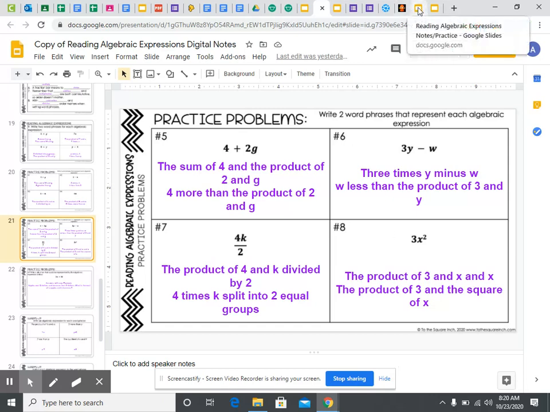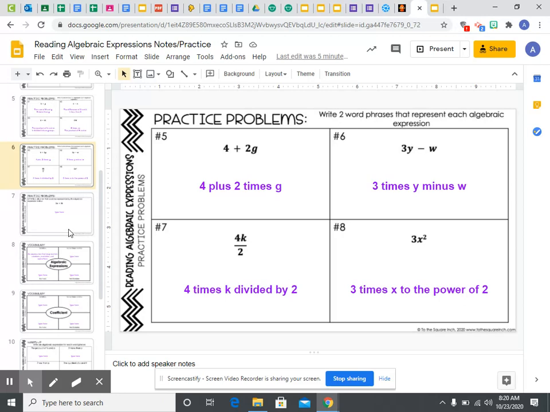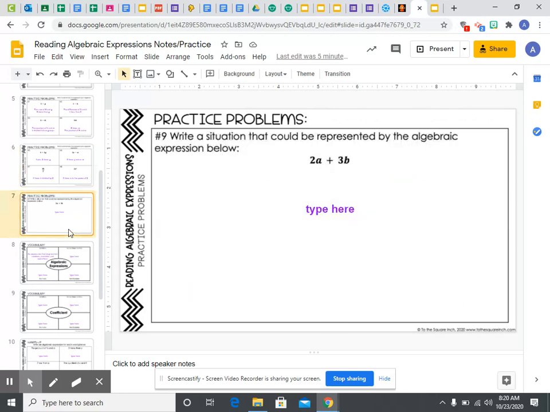All right. Let's go back over. So what's the last one I want us to do? Okay, so I'm just going to give an example they have for this on writing a situation. So writing a situation is just kind of like our word problem in a way. So we have 2a plus 3b, so let's see what they have for this one.